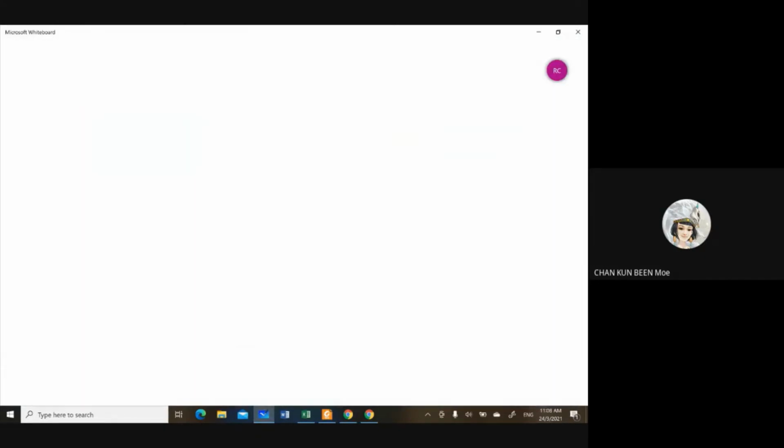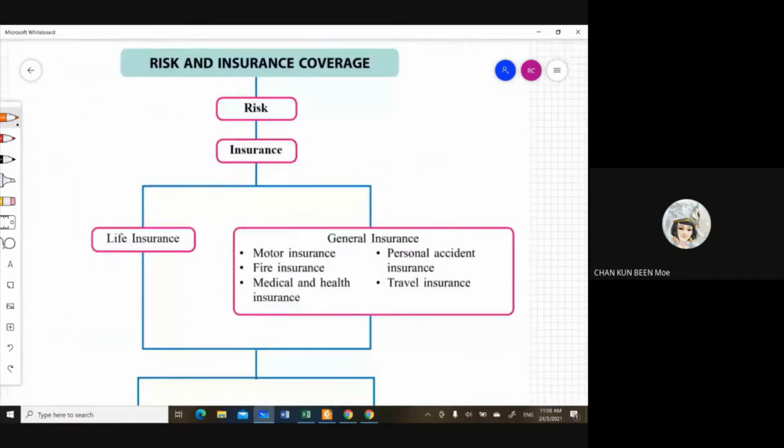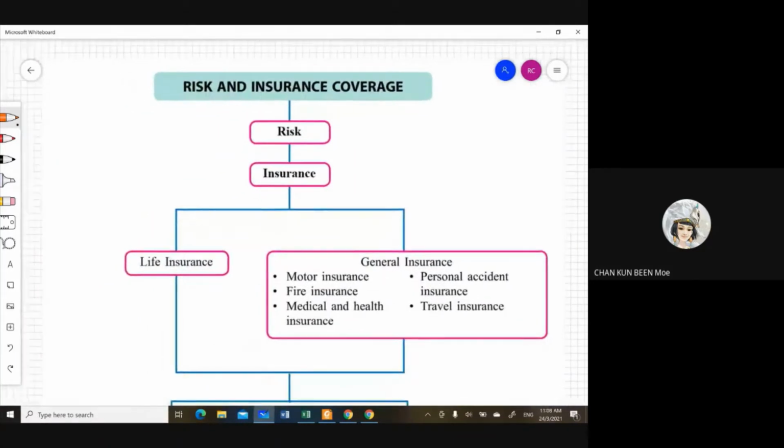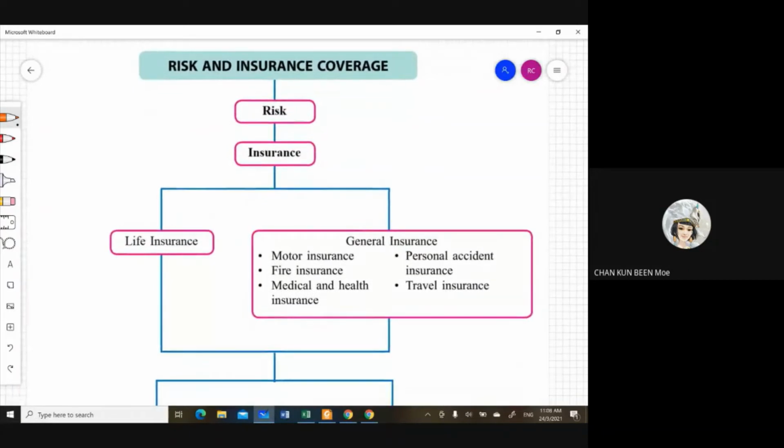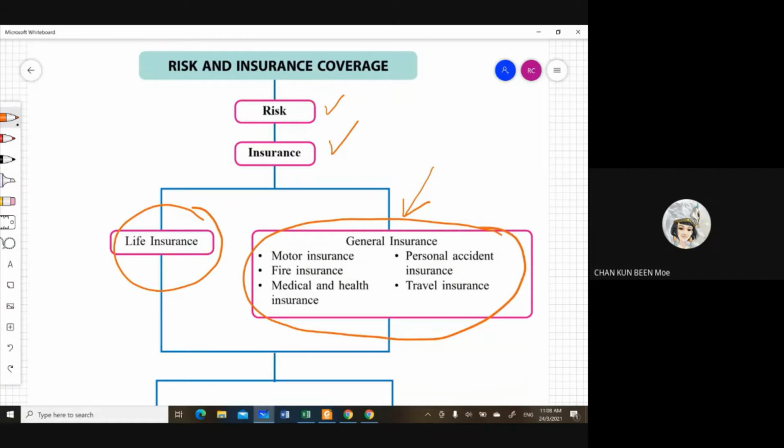Insurance. Okay, I cropped this out for you. This is at the summary part of your textbook. Okay, for this chapter, this is what you are going to learn. Risk and insurance coverage, whereby first of all, today you are going to learn about risk, what is the meaning of risk, and what are the insurance that involved. So insurance is divided into two. First one is life insurance, and then the second one is general insurance. We are going to talk more about the general insurance over here, especially the motor insurance.